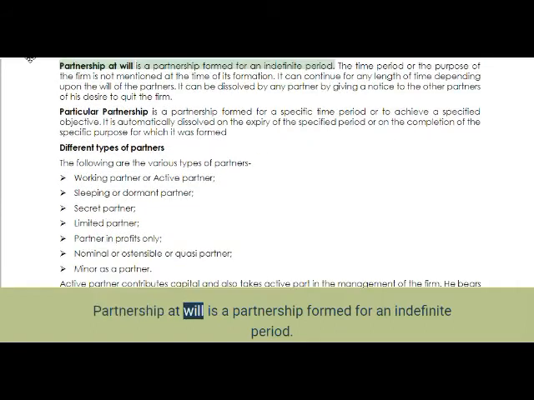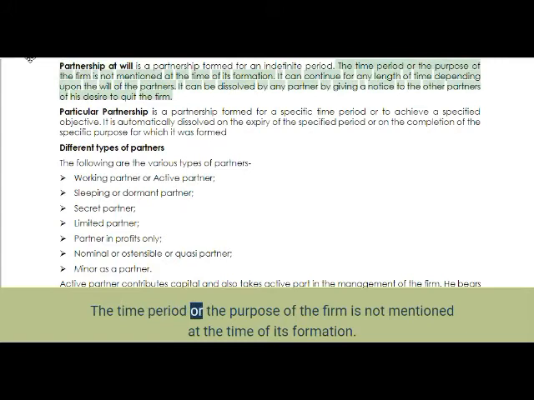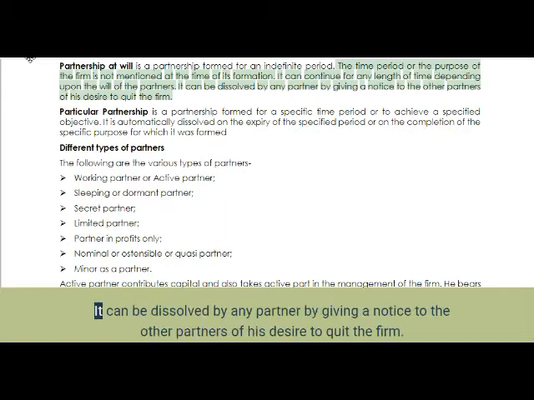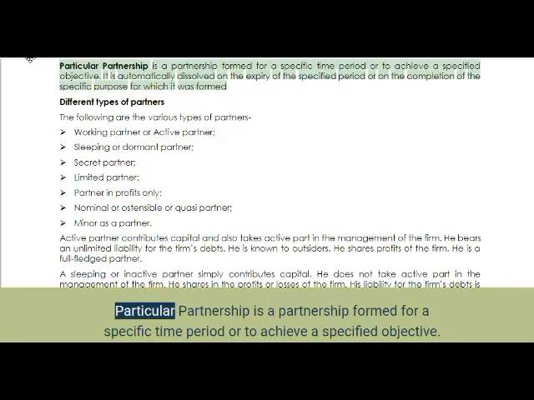Partnership at will is a partnership formed for an indefinite period. The time period or the purpose of the firm is not mentioned at the time of its formation. It can continue for any length of time depending upon the will of the partners. It can be dissolved by any partner by giving a notice to the other partners of his desire to quit the firm.